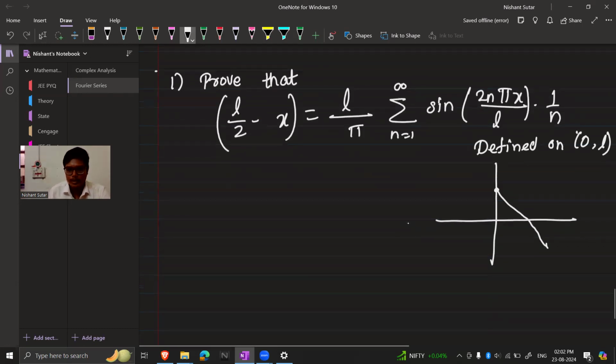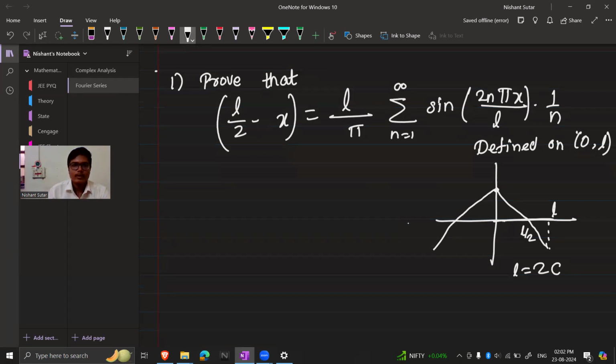So I do have two options. Here is my L by 2 and here is my L. I can take this whole as a range, so my 2c is L, and work with that, or I can extend the function backwards and work with this. I'm going for the second approach. You can discuss the first approach as a homework.